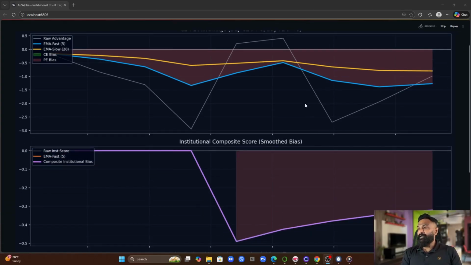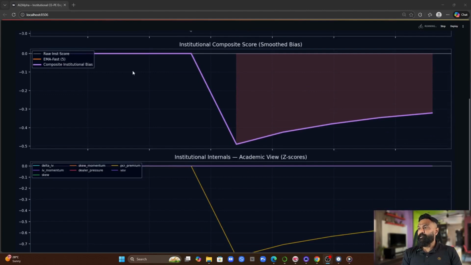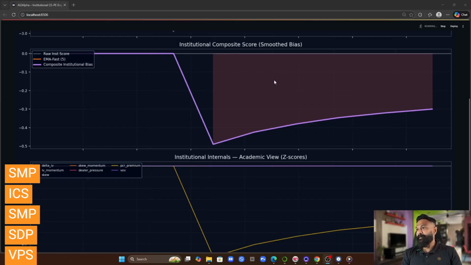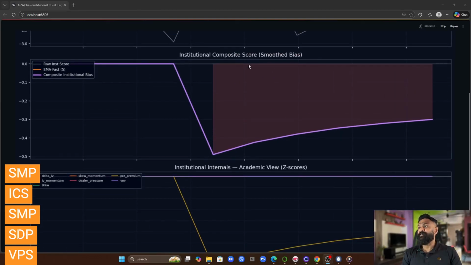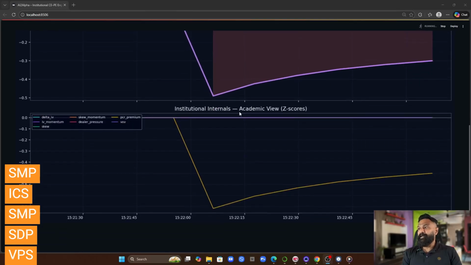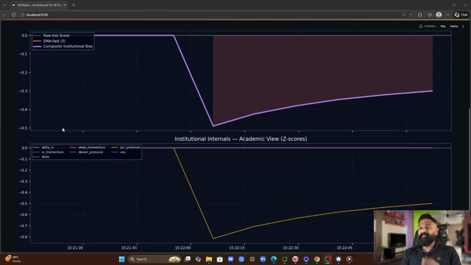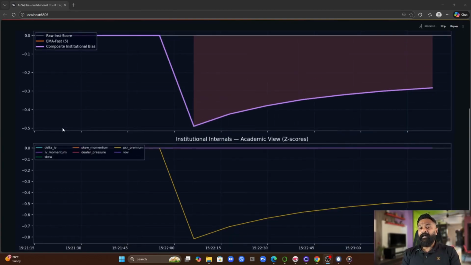This is panel 1, and on the next panel I use a lot of other indicators like FTS, ICS, SMP, SDP and VPS. Based on that I get this particular panel for the institutional composite score. And then I have the Z score for delta IV, skew momentum, PCR premium, dealer pressure, VOV, which is volatility of volatility, and the skew. This engine is currently under validation, and when we start building our engine, I will give more details about each and every parameter or indicator I have used here.